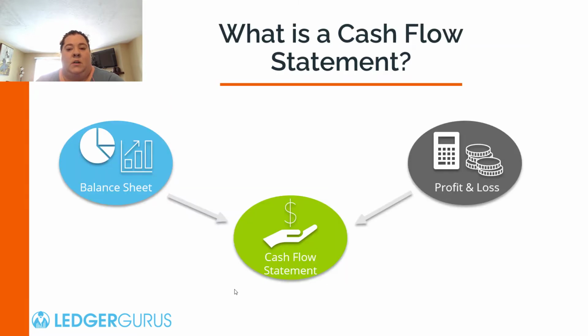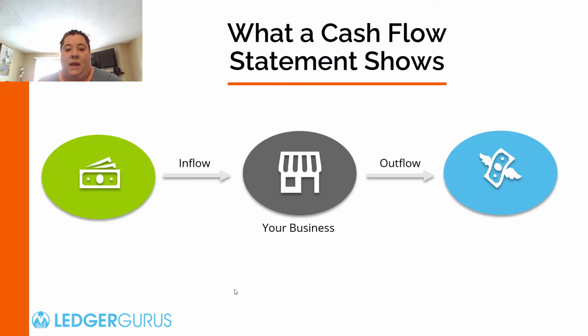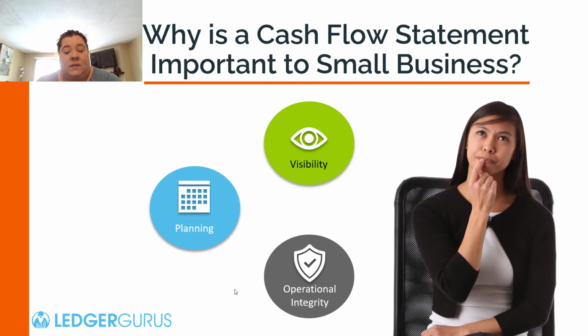So what is a cash flow statement? A cash flow statement is made up of the information that comes from the profit and loss and from the balance sheet. It's really a statement that shows you the movement in and out of the business of cash. It shows the money coming in, shows the money going out, and it's a place where the entire picture of the business all comes together. Why is it important to small businesses?